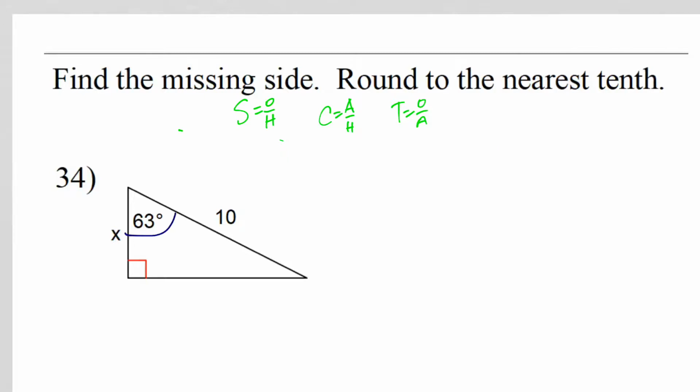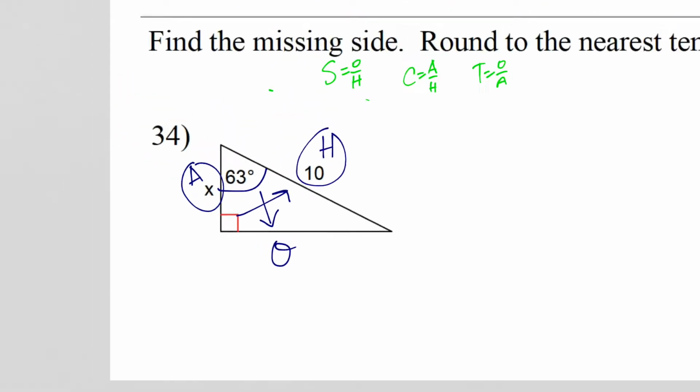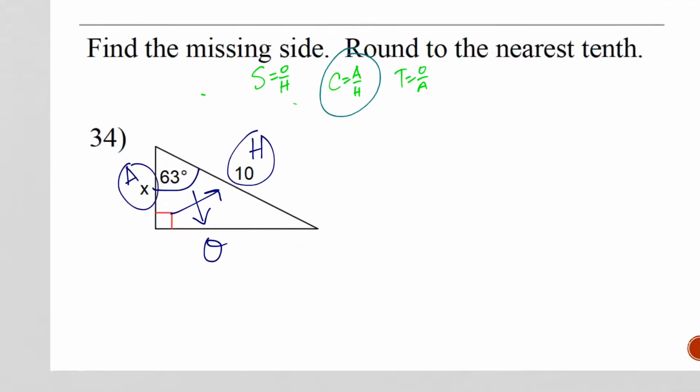So I only know the measurement of angle 63, so the opposite side I don't know anything about. The hypotenuse measures 10, and the adjacent side is x. So I know my a value and my h. So who uses a and h? Does sine? No. Does tangent? No. A, h. So that means I'm going to use cosine.